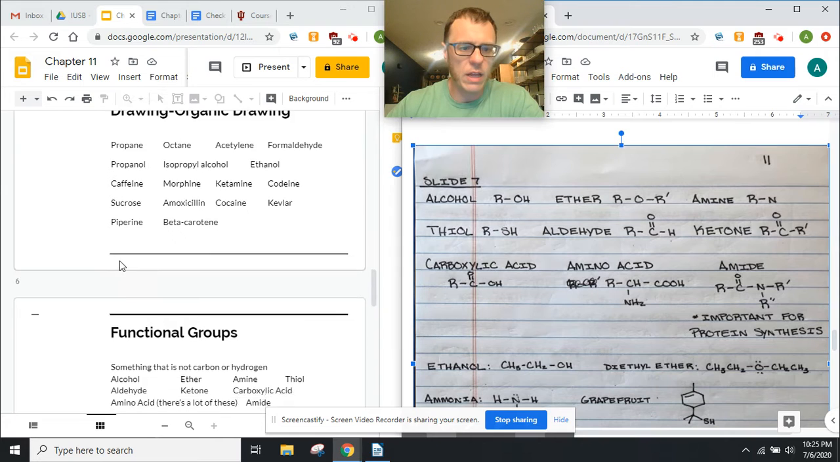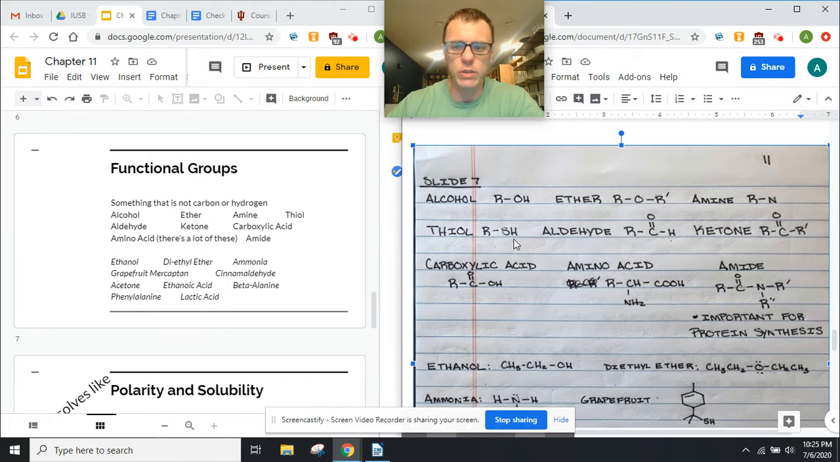All right, so here we go, functional groups. This is stuff that's other than carbon or hydrogen, all right? So whenever you see an R, that just means it can be any number of carbons. It doesn't matter how many. It could be 1, it could be 50, it doesn't matter. And so here, alcohol is just R, it's an OH at the end.